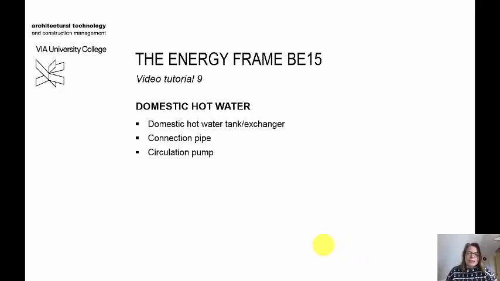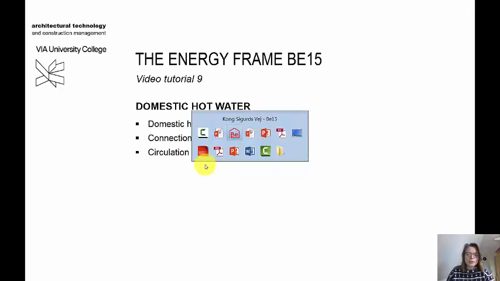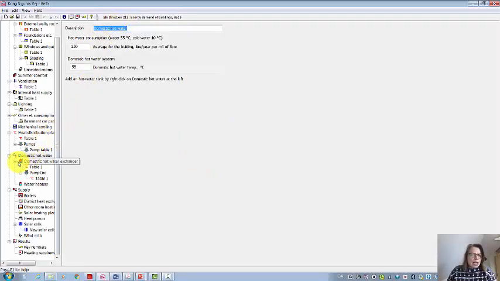Hi, in this tutorial I'd like to talk about the domestic hot water, and you can see what I've listed up here is the different tables that we have to fill out when we're talking about this. If we go to the program, here you can see I have clicked on hot water, domestic hot water, and first you have to give it a description, a good name, and that can be domestic hot water.